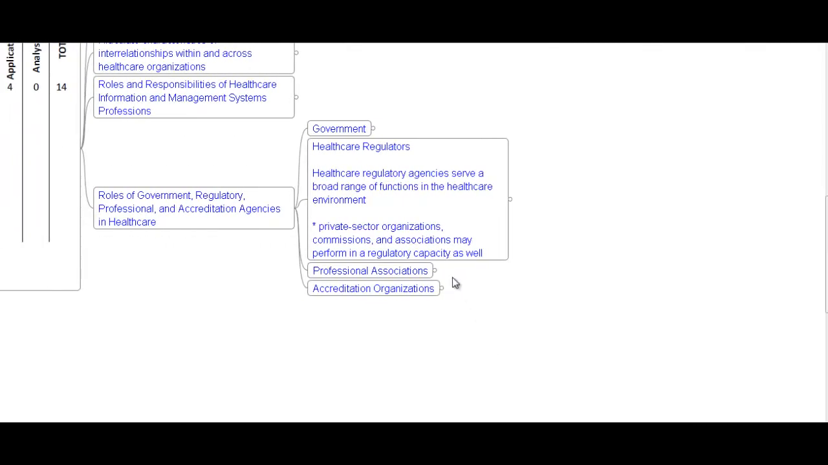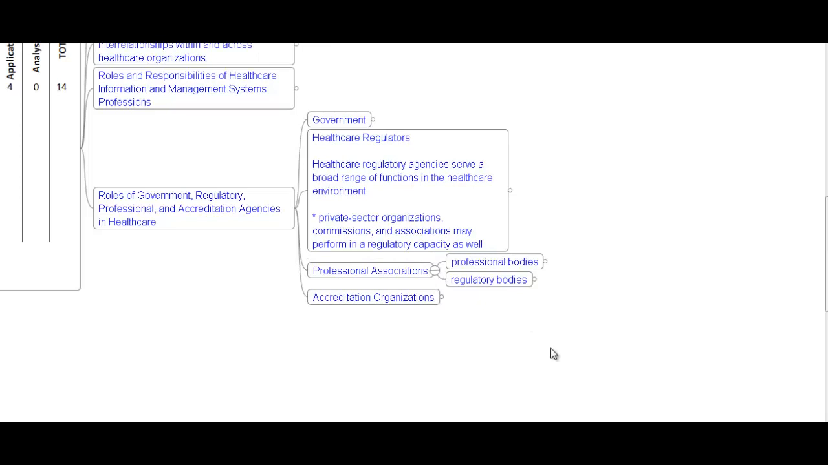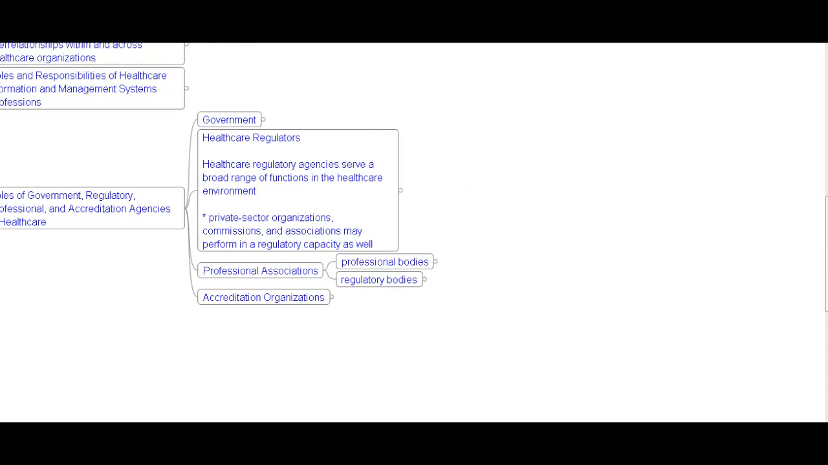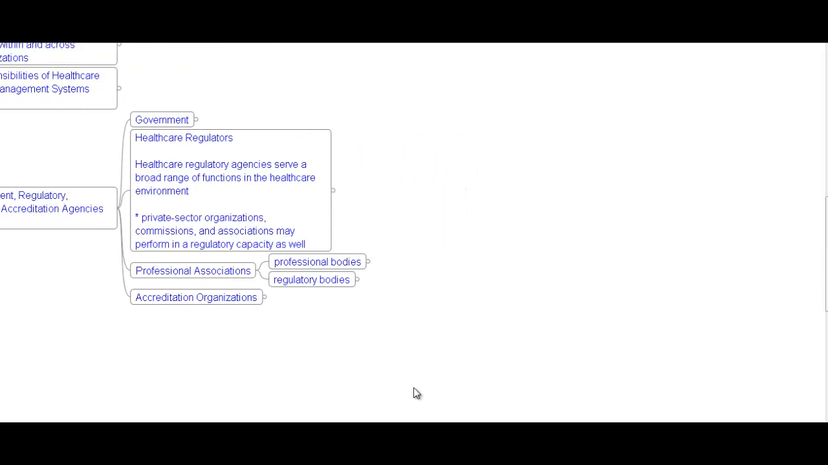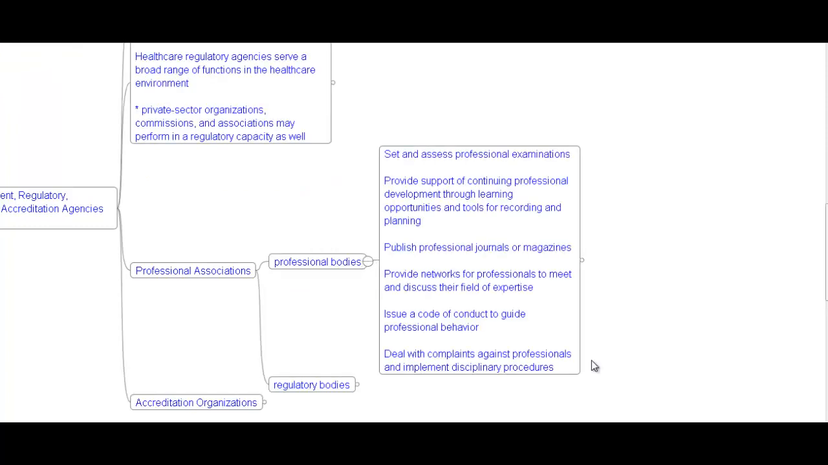Now let's see the professional associations. Professional associations can be professional bodies and regulatory bodies. Under professional bodies, their responsibilities include setting and assessing professional examinations, providing support of continuing professional development through learning opportunities and tools for recording and planning, publishing professional journals and magazines, providing networks for professionals to meet and discuss their field of expertise, issuing codes of conduct to guide professional behavior, and dealing with complaints against professionals and implementing disciplinary procedures.